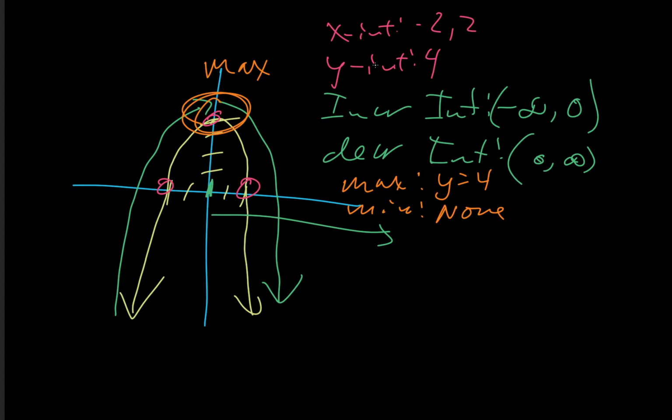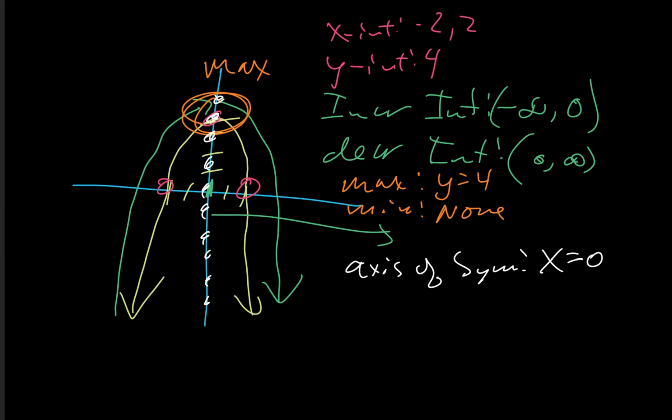Okay, now we have the axis of symmetry. And it's just the x value of the vertex. And in this case, that is x equals 0.